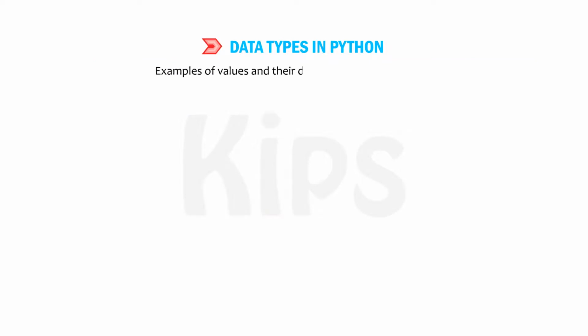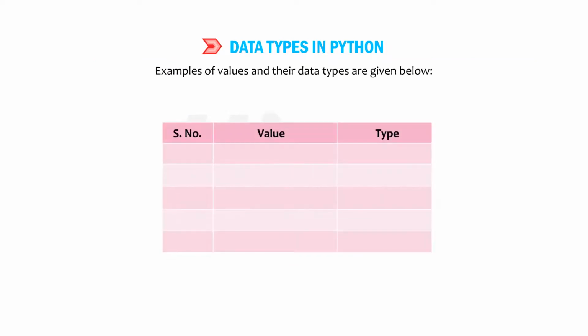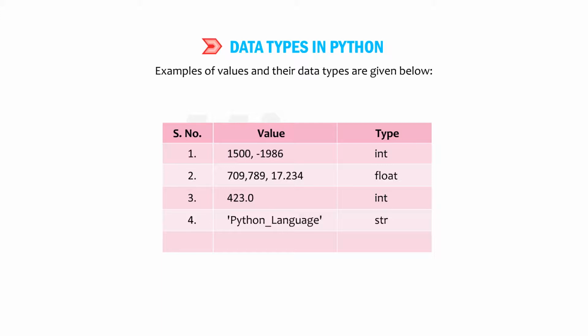Examples of values and their data types are given below. Serial number, value, type. Serial number 1. Value 1500 to 1986. Type integer. Number 2. 709.789, 17.234. Float. Number 3. 423.0. Integer. Number 4. Python_language. String. Number 5. 124 < 987. Bool.